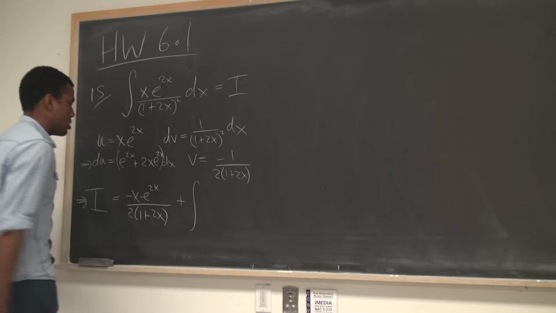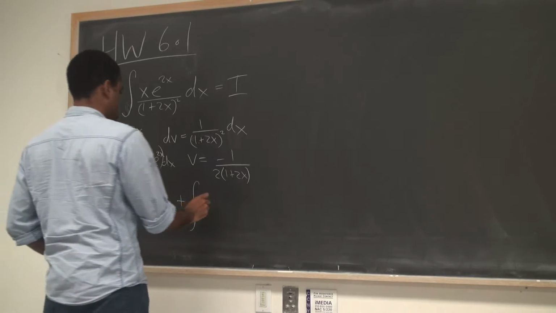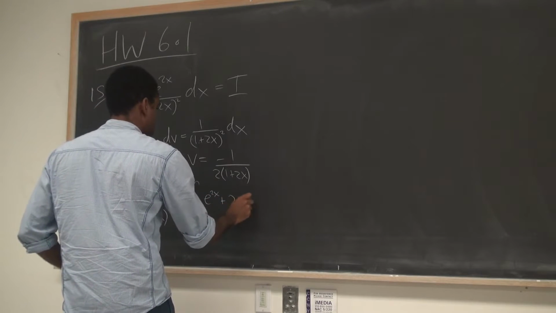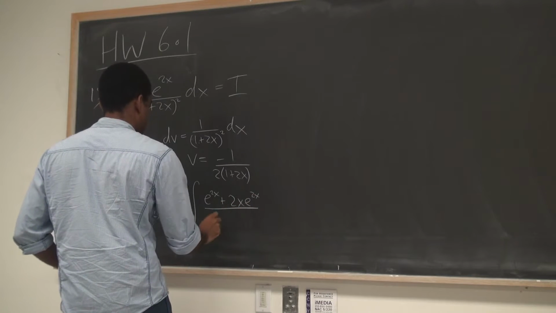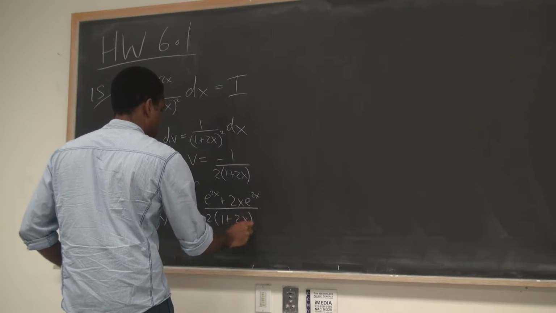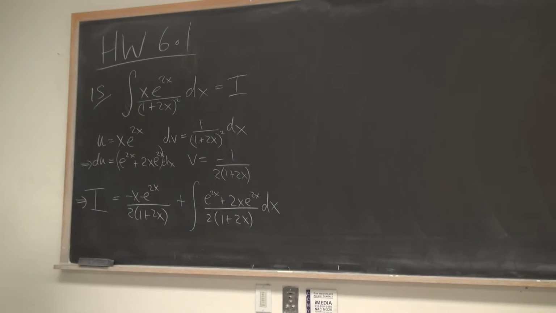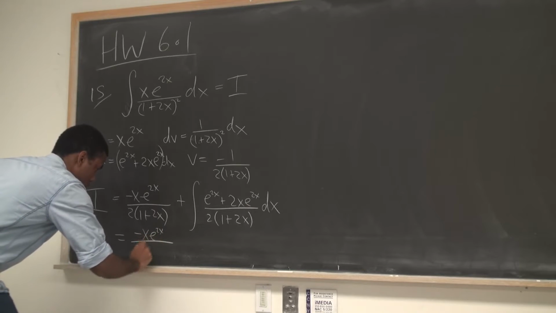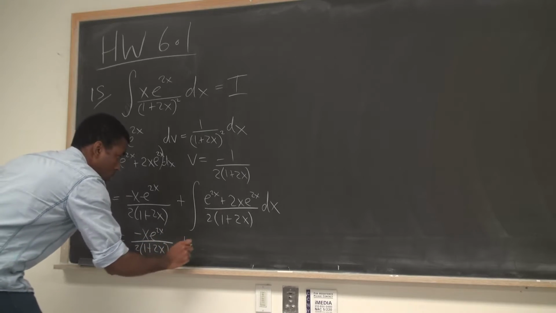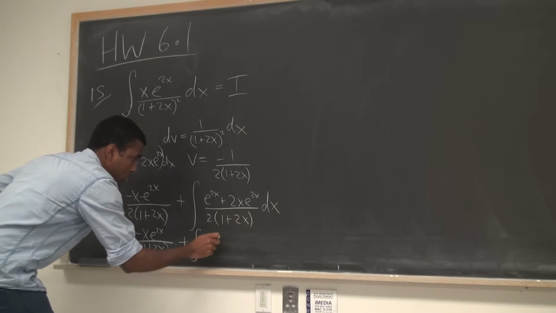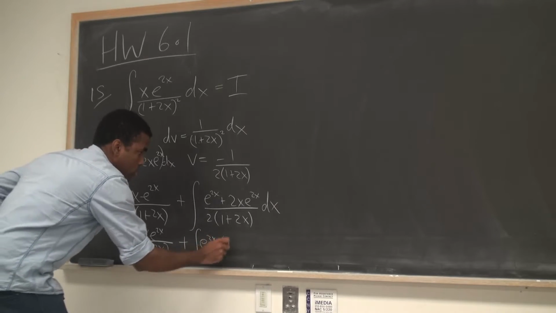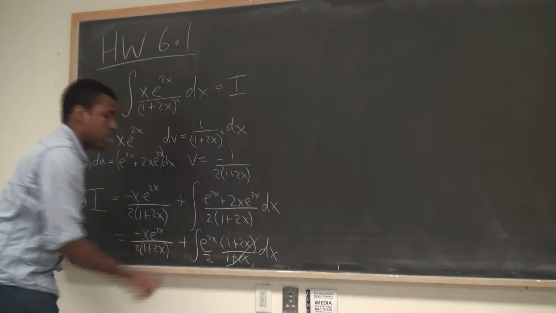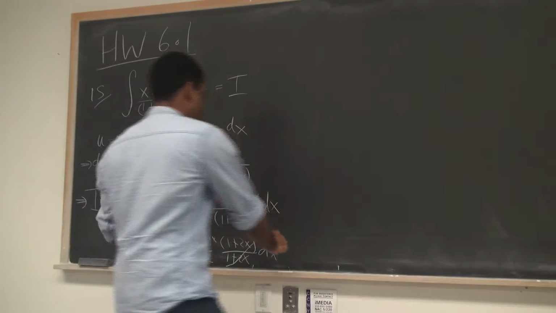Minus the integral of v du, which is e^(2x) plus 2x e^(2x) over 2 times (1 plus 2x). And then over there you can factor out e^(2x), and then just cancel it. You'd have an e^(2x) over 2. You have 1 plus 2x over 1 plus 2x, which are going to cancel, and then you just integrate e^(2x) over 2.